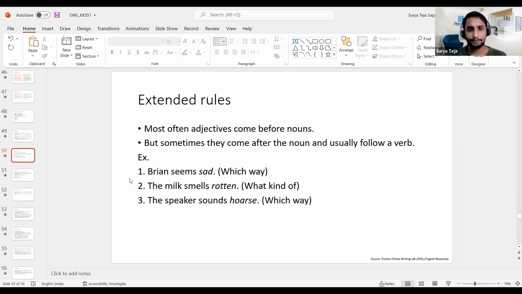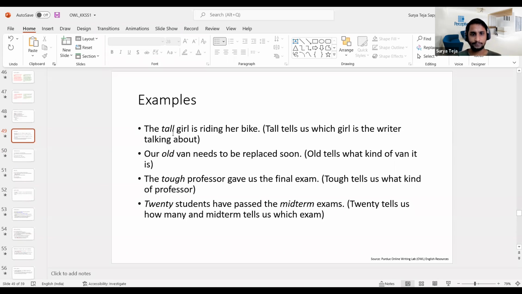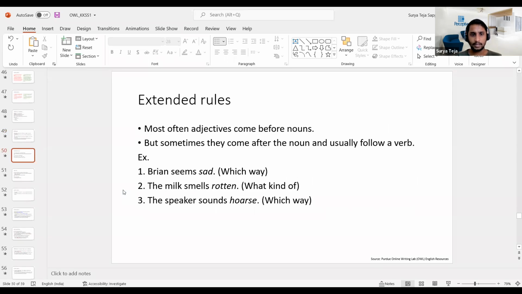Now some more extended rules in the adjectives topic. Most often, as you see in the previous sentences, adjectives come before the nouns. If you see tall girl, old van, tough professor, usually when you are expressing a thought directly, adjectives come before the noun. But it is not necessarily so. They can also come after the noun, but usually they follow a verb.